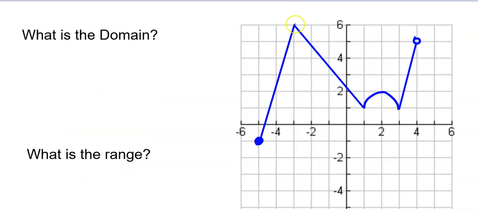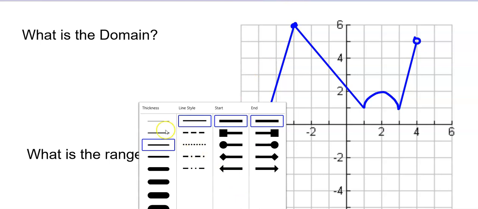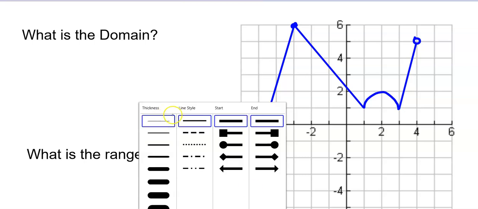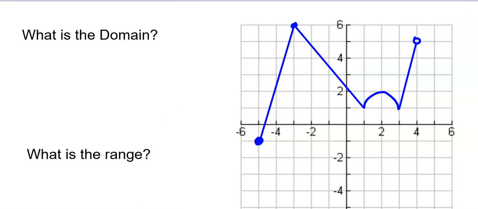What's the domain of this graph? And let's just assume that's a closed circle right there. It's hard to tell, but that one's definitely open over there. Just change that color. Okay. So what is the domain? The domain looks to be the furthest leftmost point, which seems to be this point at -5, -1.